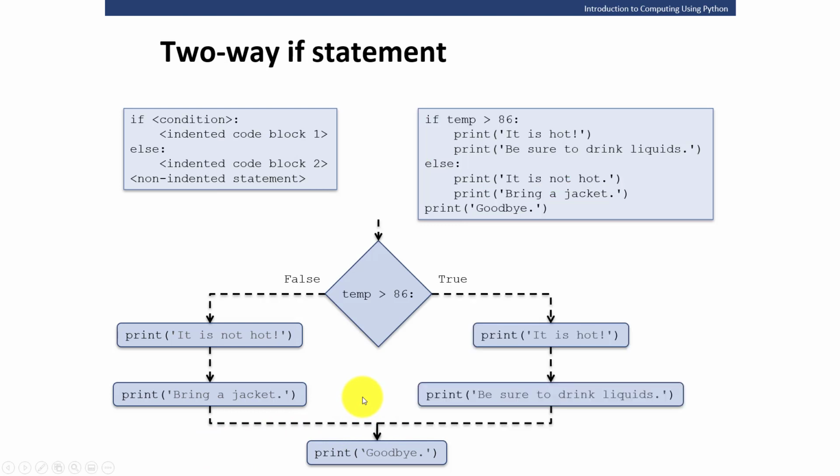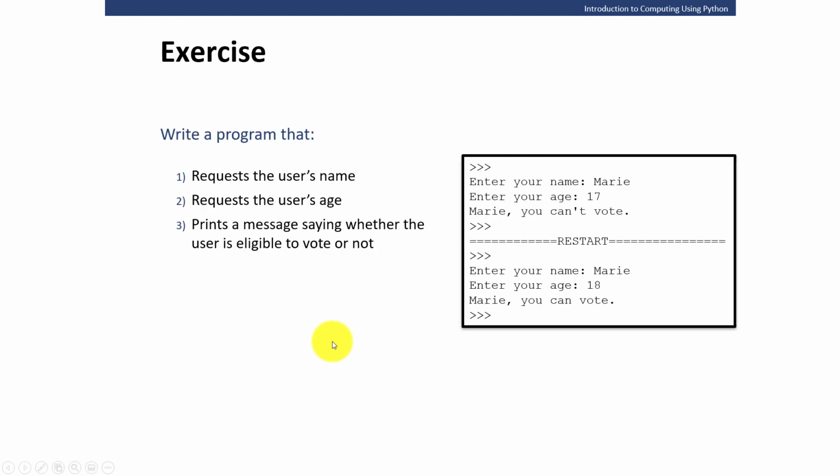Okay, so this is the full flow chart. Okay, guys, I want you to do this. You remember our program: request the username, request the user age, and print a message saying whether the user is eligible to vote or not. As I told you, in Canada, if you're 18 and above, you can vote. Otherwise, you cannot vote. So you have to do this exercise, and I'm going to give you the solution momentarily, but pause the video and try to do it yourself.